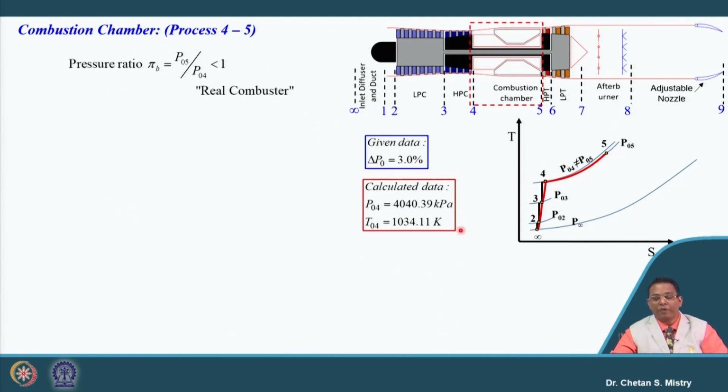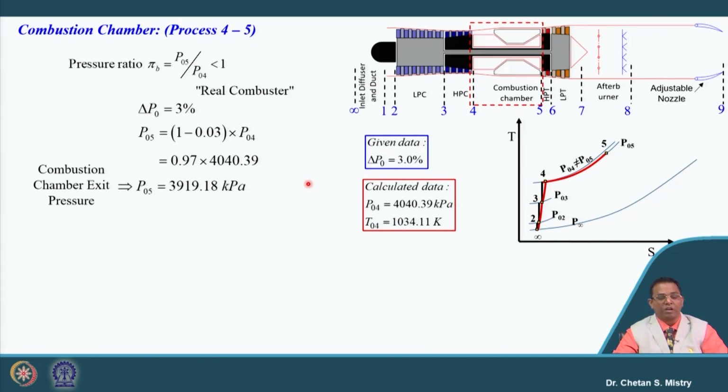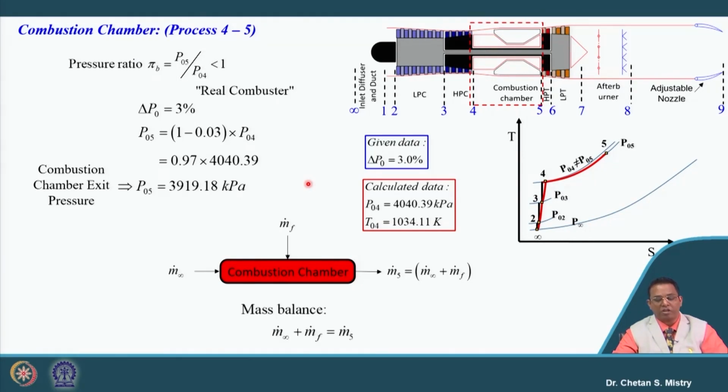Now we have our next component as our combustion chamber, and in that combustion chamber we have a certain amount of drop of pressure. It says there is a 3% drop of pressure. So we can say our exit pressure from the combustion chamber is 3919.18 kilopascal. So this is what is my mass balance.